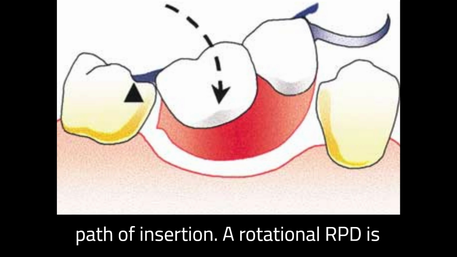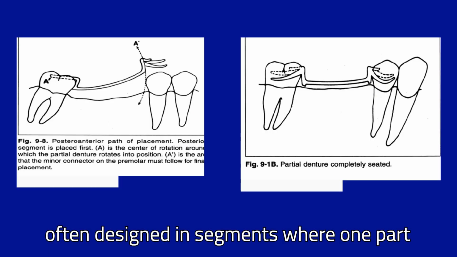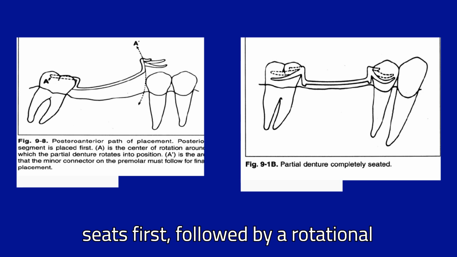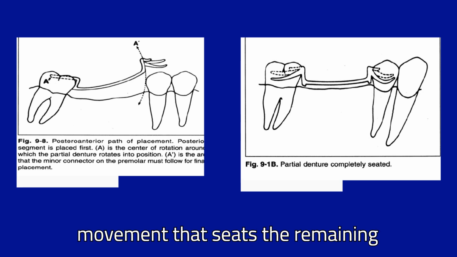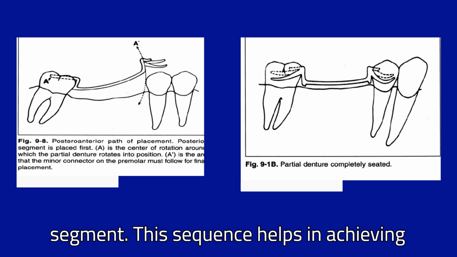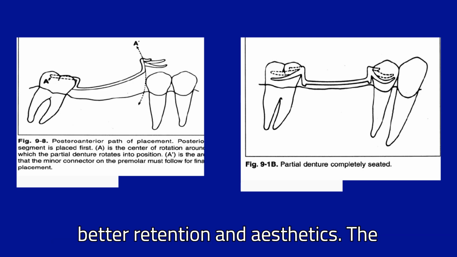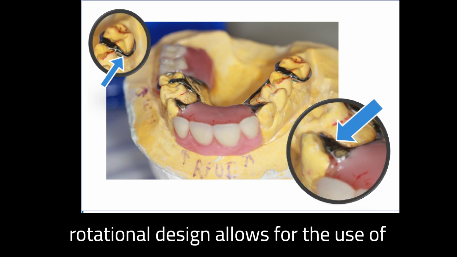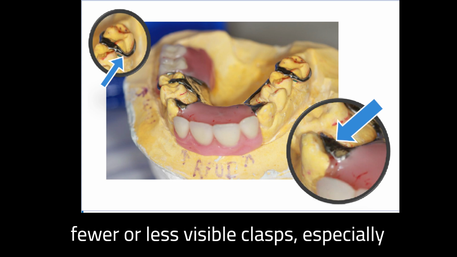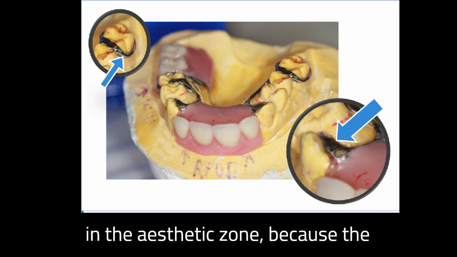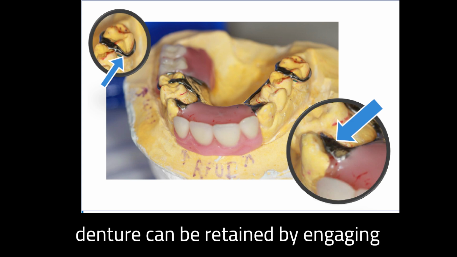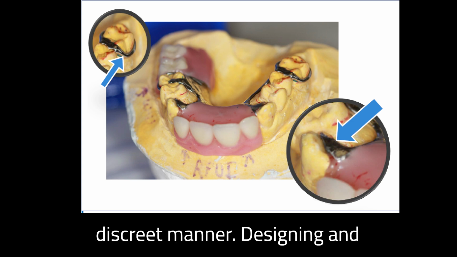A rotational RPD is often designed in segments where one part seats first, followed by a rotational movement that seats the remaining segment. This sequence helps in achieving better retention and aesthetics. The rotational design allows for the use of fewer or less visible clasps, especially in the aesthetic zone, because the denture can be retained by engaging undercuts in a more controlled and discreet manner.